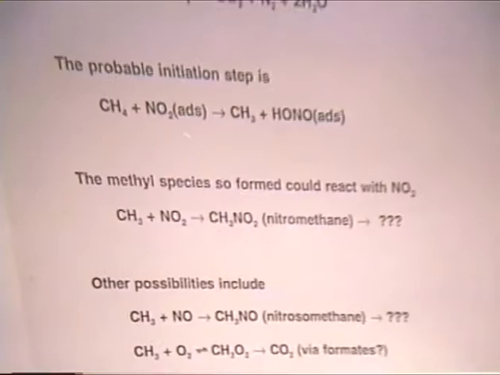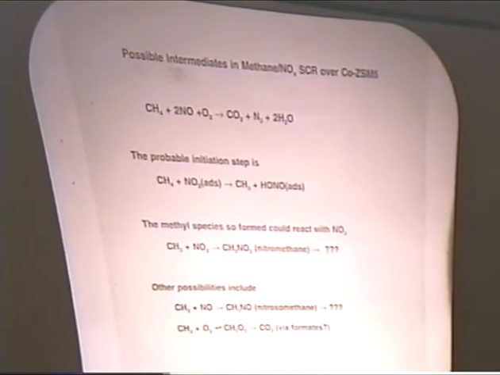Now, if it went like that, you would form some sort of methyl species. And this methyl species, whatever it might be, could react further in various ways. One thing could react with NO2 to make nitromethane. And that's why we studied nitromethane. And that's why Keith studied it too. The other possibilities include a reaction with NO to make nitrosomethane. I don't know what that would give for sure. And also with oxygen, maybe to give methyl peroxy, CO2 via formates and so on.